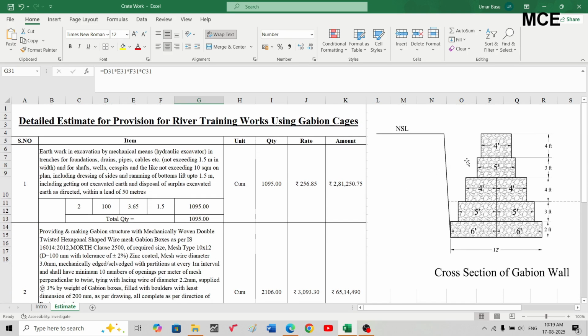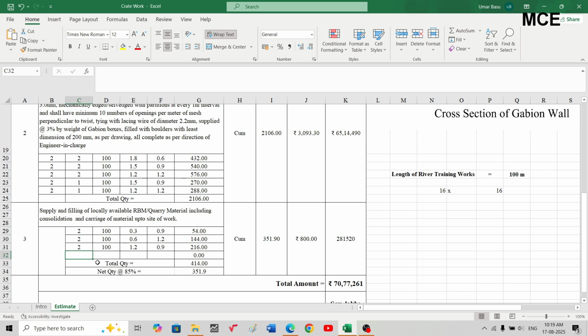Finally, the gap between the top of the 5 feet Gabion box and top of 4 feet Gabion box will be 6 minus 2, half of the 4 feet Gabion box, since it's symmetrically placed. So 6 minus 2 is 4 feet, depth will be 4 feet, and length will be 100 meters. So 2 into 100 into 1.2, 4 feet is 1.2, depth is again 4 feet. So total will be 288 cubic meters.